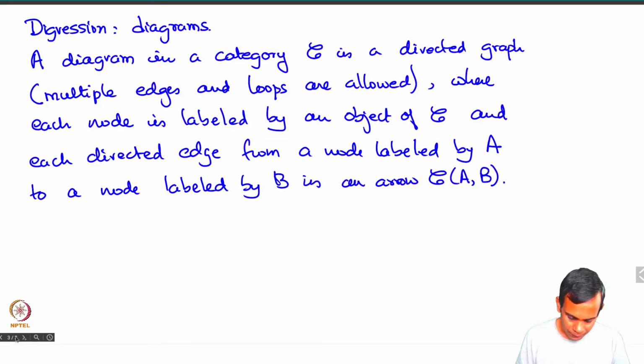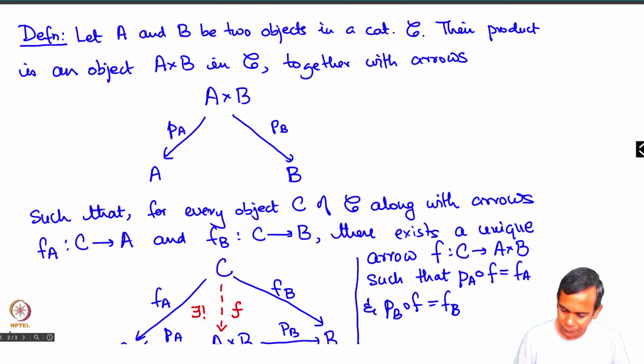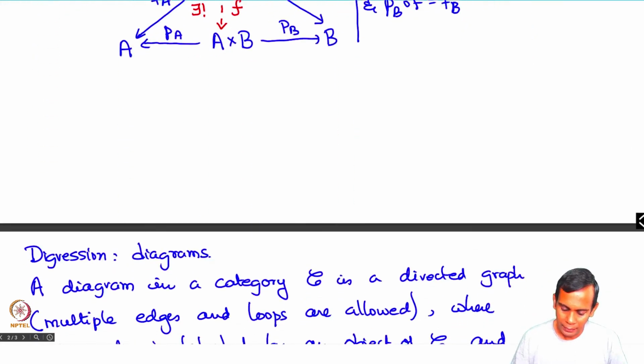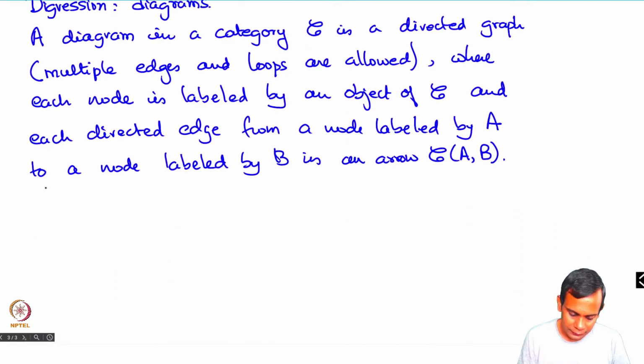So this picture here is certainly such a diagram. It has 4 nodes. They're labeled C, A, B, and A cross B, and it has 5 arrows: F subscript A, F subscript B, PA, and PB.